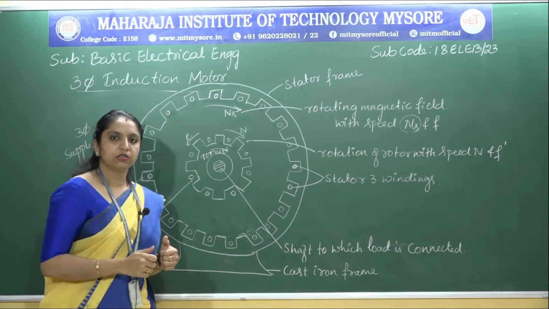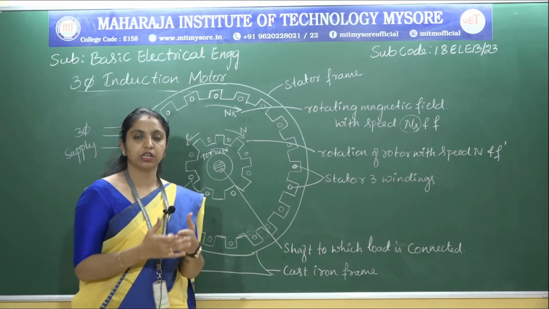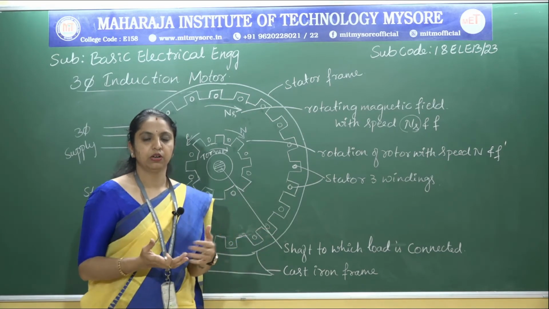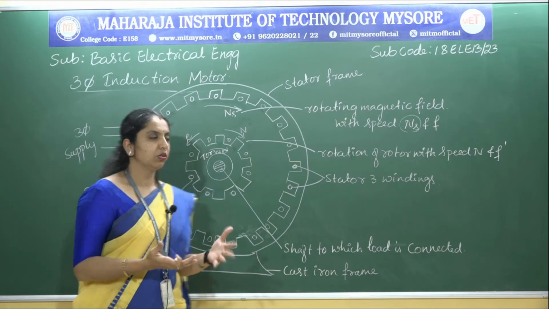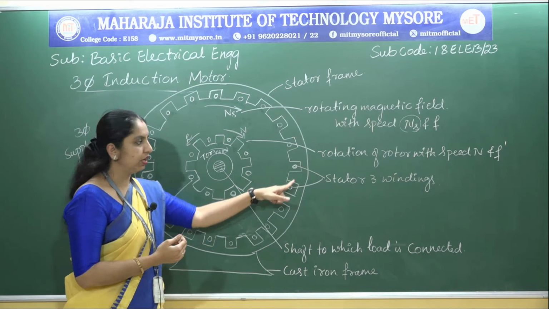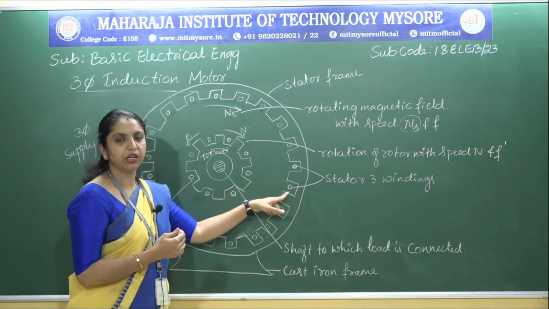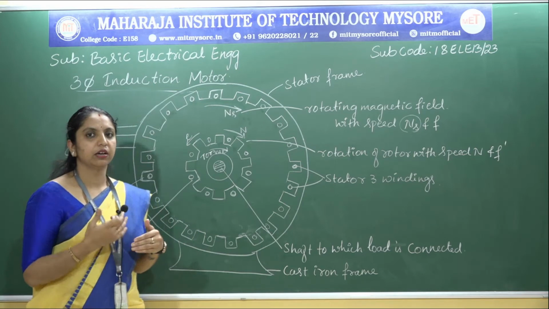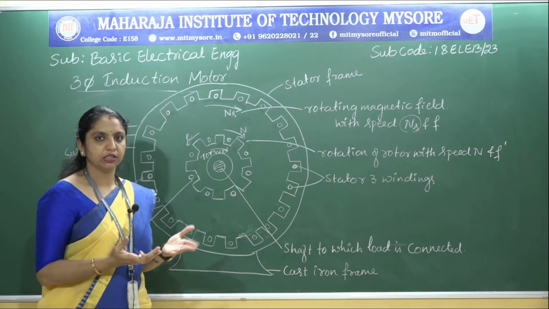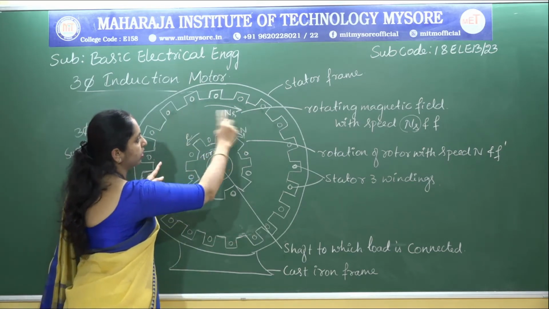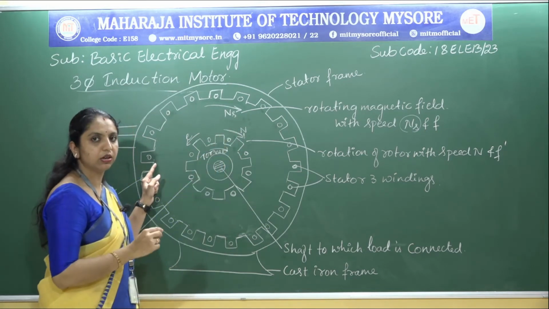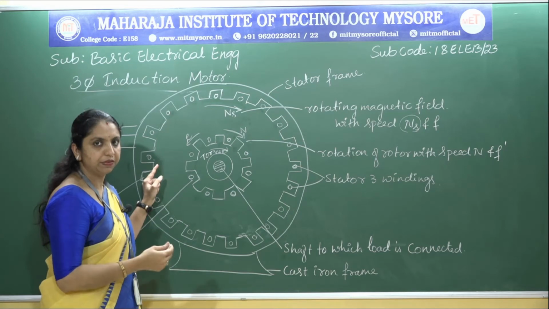So till now we have discussed the constructional details of the 3-phase induction motor. When we come to the working principle, initially a 3-phase supply is given to the 3 windings. When it is given to the 3 windings, we get a rotating magnetic field with constant magnitude and speed Ns, around this stator core. That is the synchronous speed Ns, with frequency F.